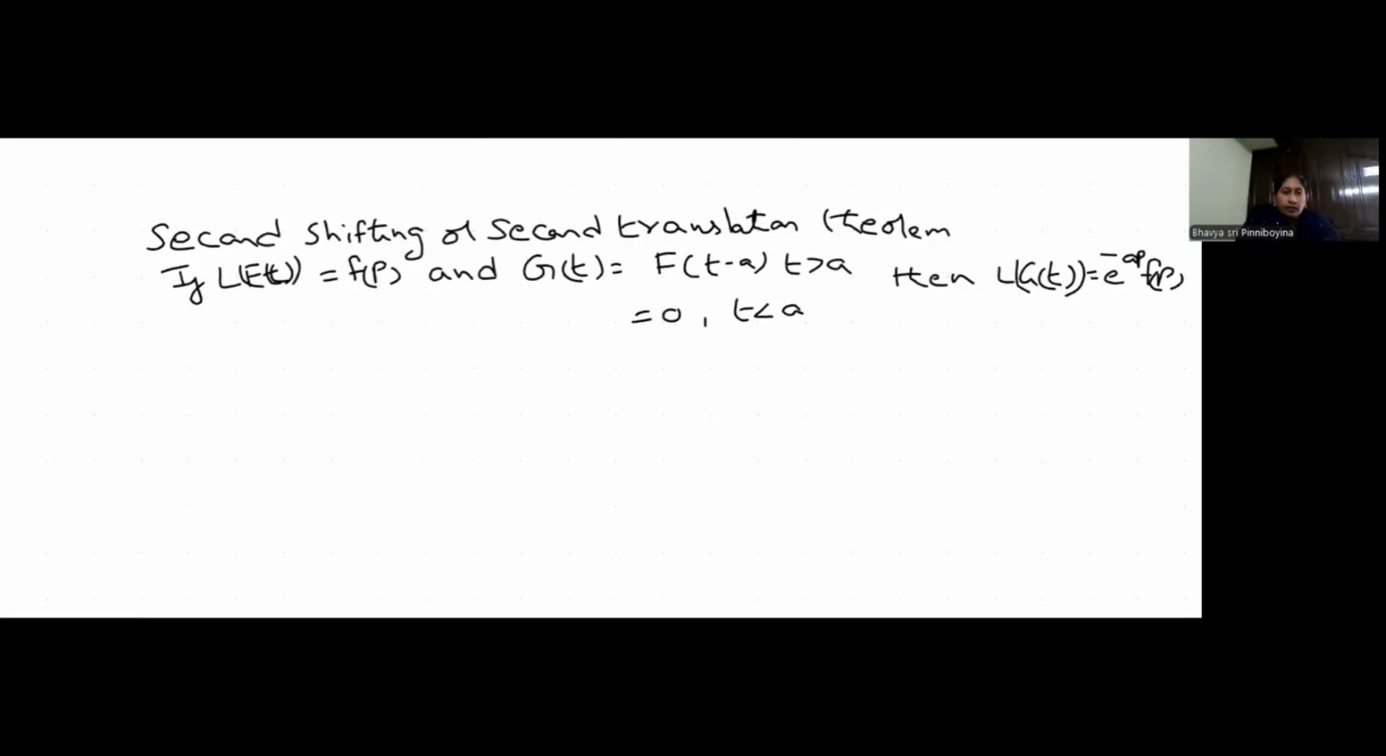Good morning, everyone. Today we are discussing another type of Laplace transformation, that is the second shifting theorem, or we can also call it the second translation theorem. I already defined the Laplace transformation in previous videos, and also discussed one type of Laplace transformation. Here we are discussing the second type of Laplace transformation, that is the second shifting theorem.